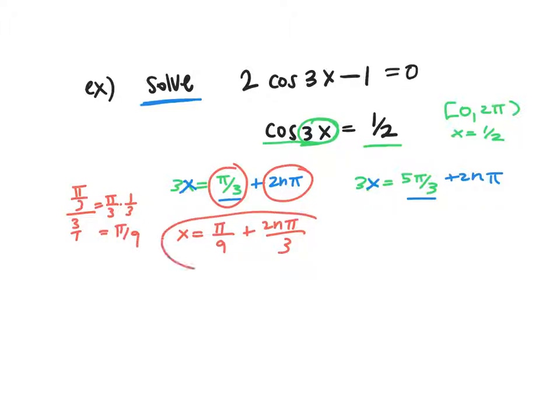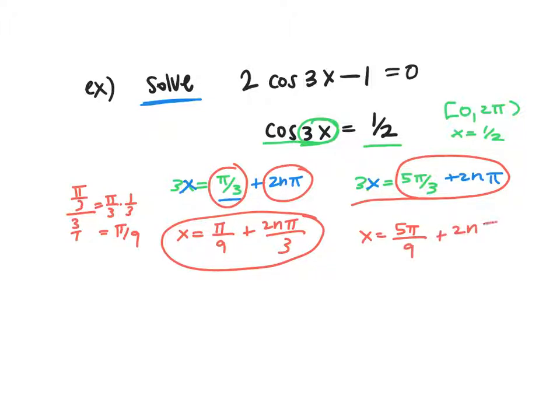Okay, so this is one solution. And then the other solution is the same thing. I'm going to divide all of that by 3. So I get 5 pi over 3 times 1/3, giving me 5 pi over 9, plus 2n pi over 9. Again, if you see a coefficient other than 1 in front of that x, you just solve for that kx, the 3x in this case, and you just divide by whatever that k value was to isolate the x.